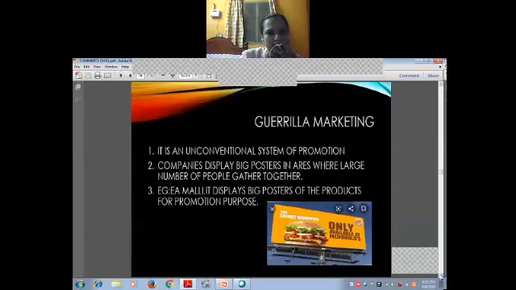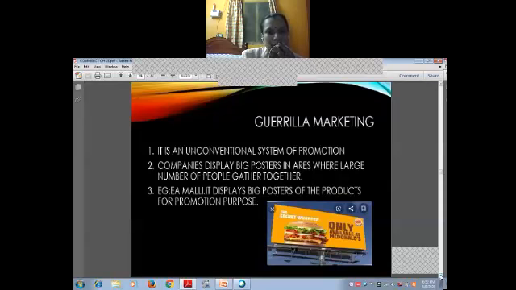And then guerrilla marketing. It is an unconventional system of promotion. Companies display big posters in areas where a large number of people gather together. For example, a sports event or any exhibition or any crowded area, they will display this board. While seeing that board, normally we will go and purchase, isn't it? That is called guerrilla marketing.